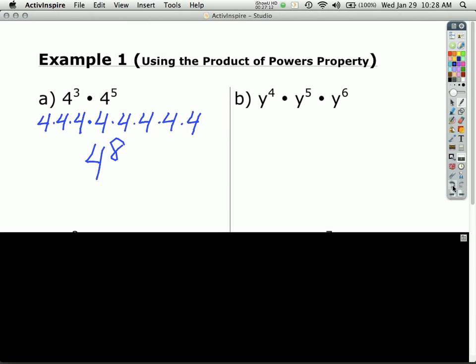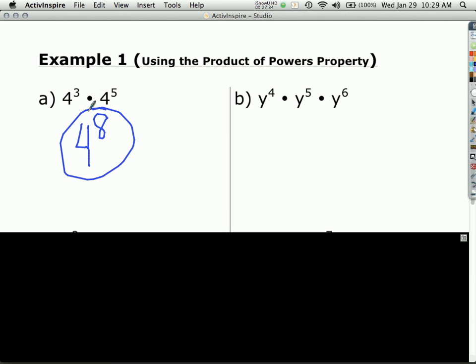Brian? Same base. So I actually don't have to do that if I don't want to. I have a shortcut at my disposal, and I can say, oh, well, it's a multiplication problem. They have the same base, so add the exponents. So we get 4 to the 8th power with no effort.